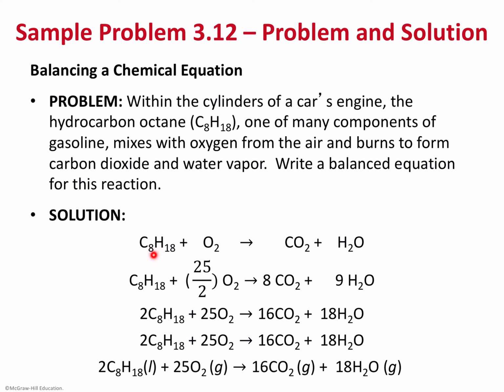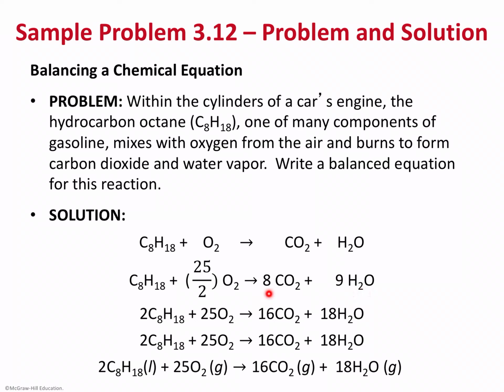So there are 8 carbons, so we need to have 8 carbons on the other side. Right now we have 1, so you put 8 at the front. And then hydrogen, there are 18. Here you have only 2 hydrogens in water, and you don't put 18 here, because 18 times 2 will make it 36. So instead you put 9, and that will make 9 times 2, 18.